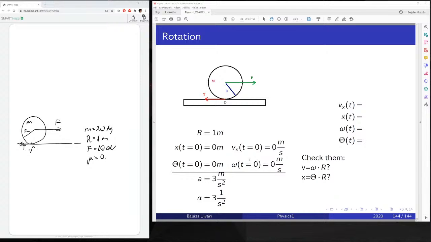The question is: is it a pure rolling or not? The mu is pretty small, so my feeling is this is a non-pure rolling, but we have to prove it. So you should write the equations for dynamics, the condition for pure rolling, solve it, and if the static friction you got is really a static friction, smaller or equal than mu times weight, then we are okay. If not, that will be a non-pure rolling. Start to solve it, please.